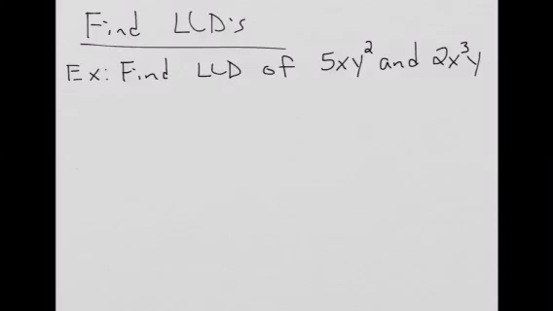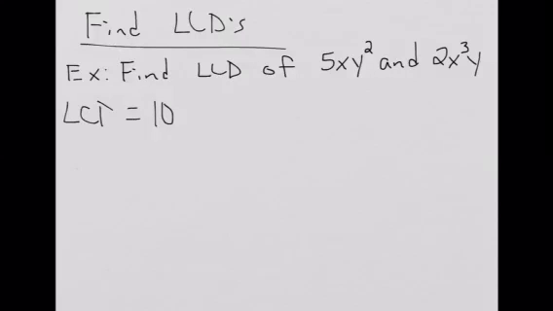So we're just going to start with the number. So 5 and 2. Let's think, what's the smallest number that 5 and 2 will both go into? And that number just happens to be 10. All right, so we got 10, and so we're forming the LCD now.